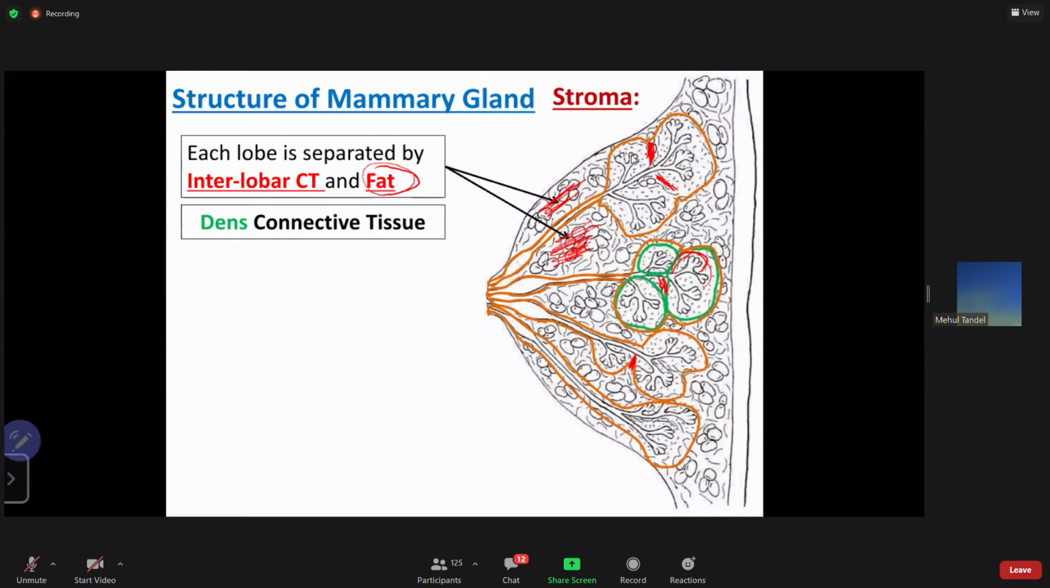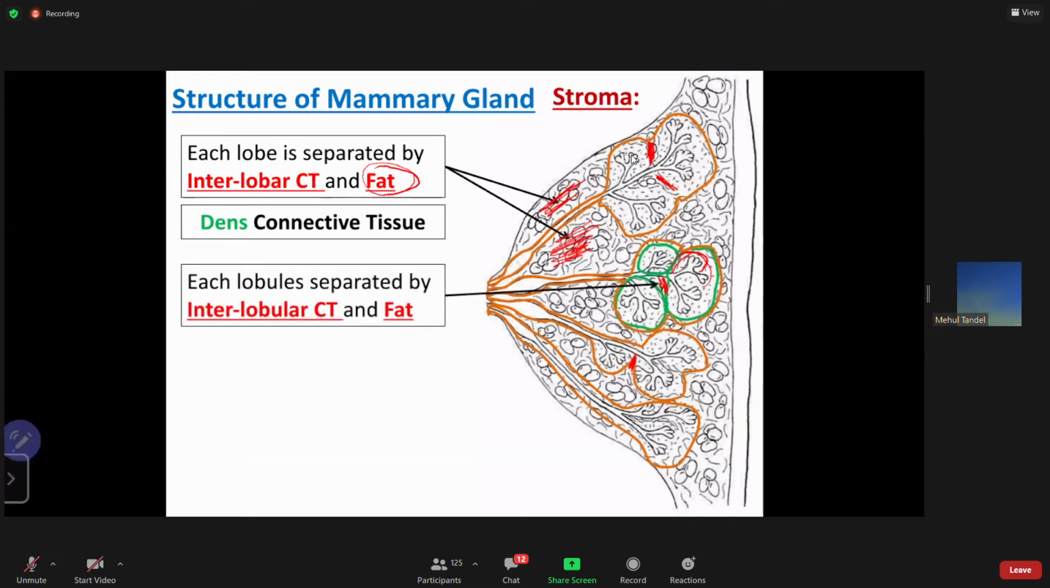The second part is within the lobe, in between the lobules, known as interlobular connective tissue. It also contains fat, that is, adipose tissue. Interlobular connective tissue also contains adipose tissue, and this is also dense connective tissue.